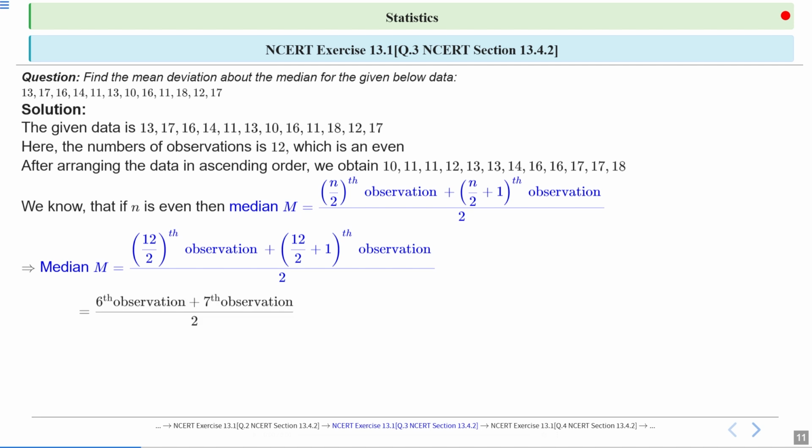Now let's identify those observations. Here the median m is basically the 6th observation plus the 7th observation divided by 2. By finding the 6th observation and 7th observation, we get median m equal to 13 plus 14 divided by 2, and this is equal to 27 upon 2, and this is equal to 13.5. So the median is 13.5.